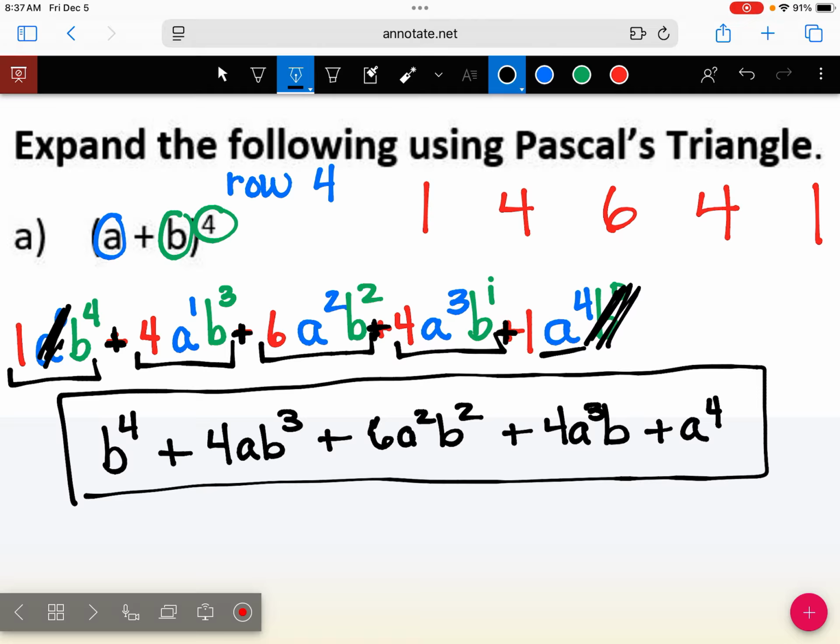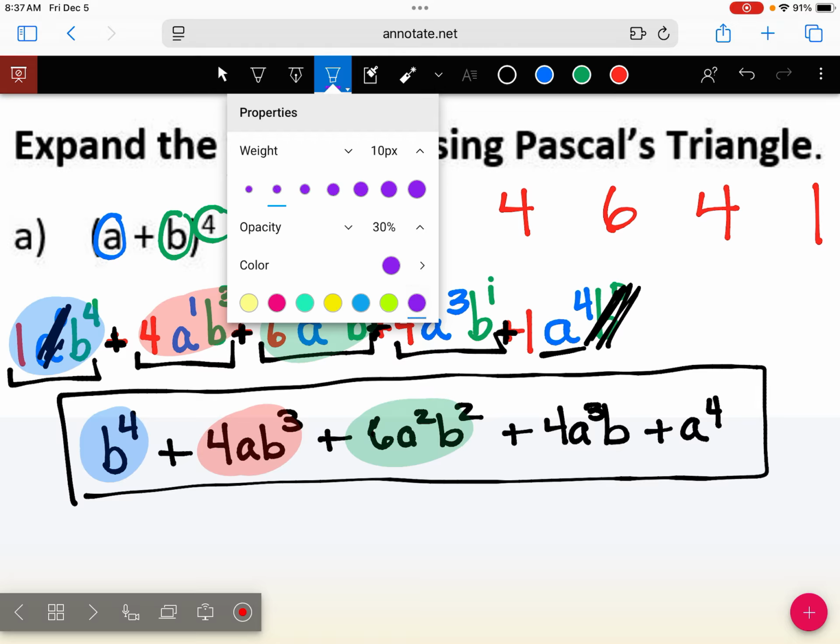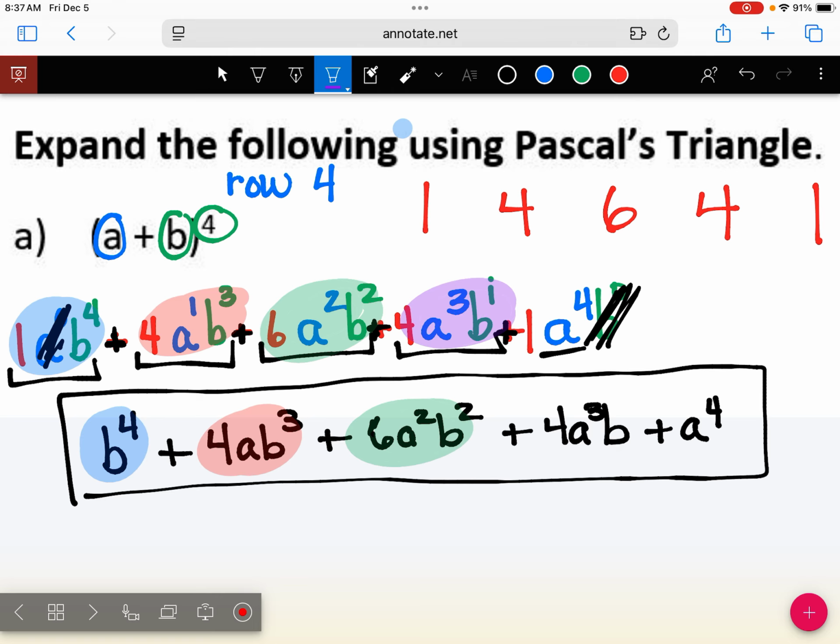So each one, I should probably have highlighted it. So each one is a term. So this is a term. That's how I got that. This is a term. Okay. That's how I got the second number. And then this is a term. That's how I got that number. And then this is a term. That's how I get this. And then lastly, this is a term. That's how I get that.